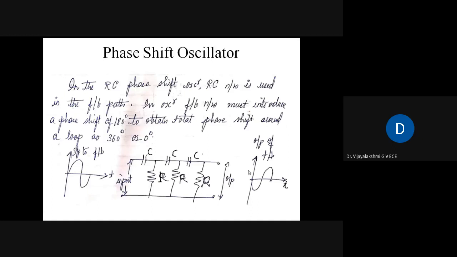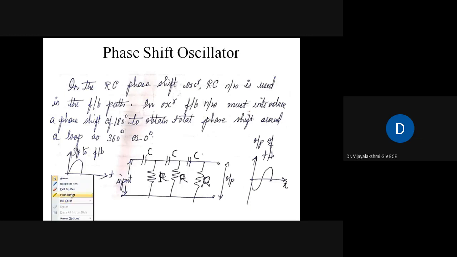So as I told you yesterday, in case of RC phase shift oscillator, we are going to just understand about the circuit. There is no derivation for frequency of oscillation. In case of Wien bridge oscillator, you need to derive the frequency of oscillations. Now coming to the RC phase shift oscillator.